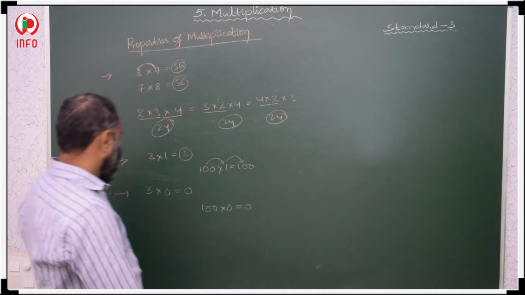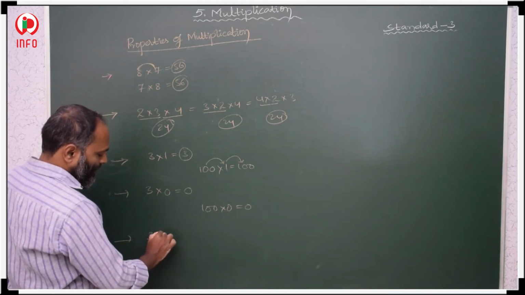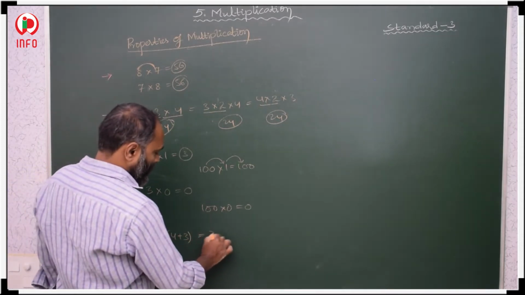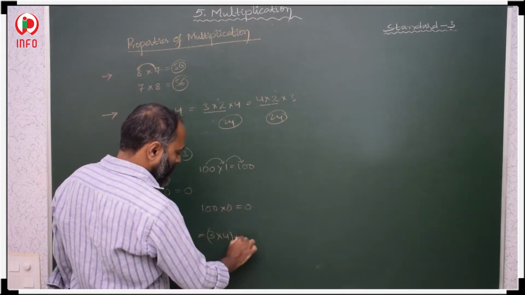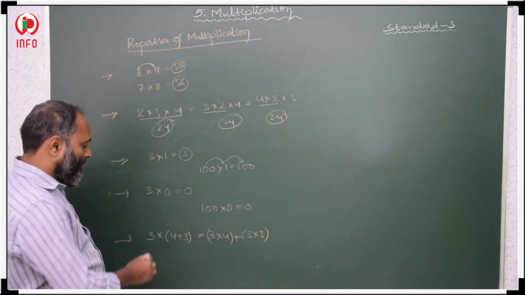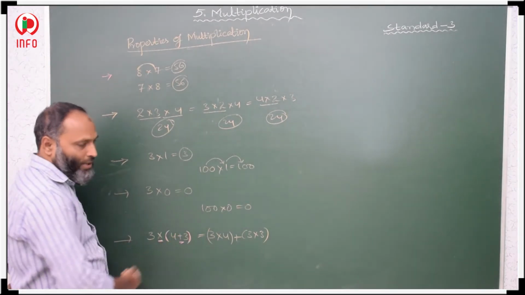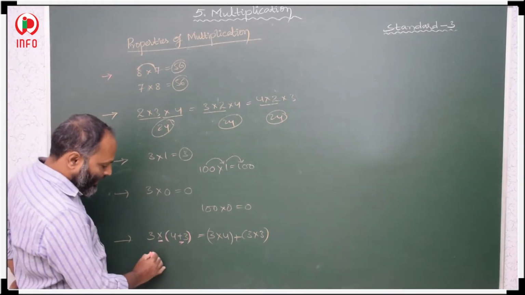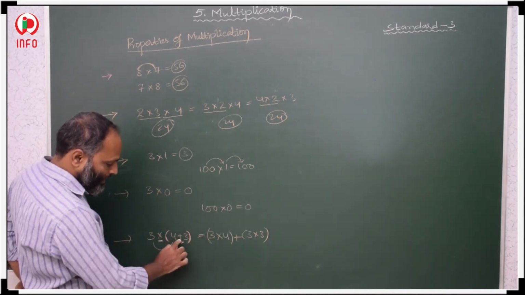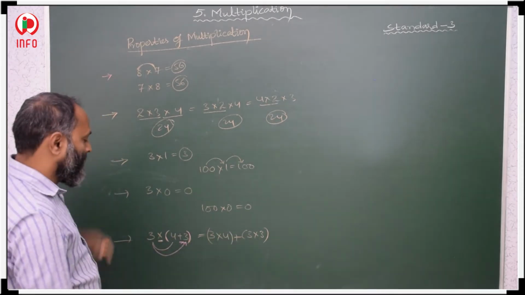The fifth one is called the distributive property: 3 into (4 plus 3) is equal to 3 into 4 plus 3 into 3. Here plus is there, into is there, so these two are in a bracket. So 3 into (4 plus 3) is equal to 3 into 4 plus 3 into 3. Then check whether it is correct or not.